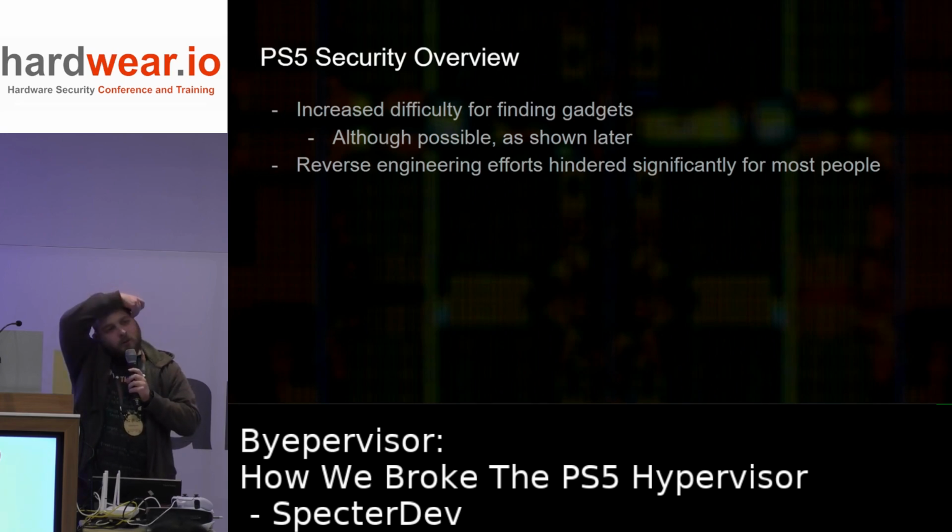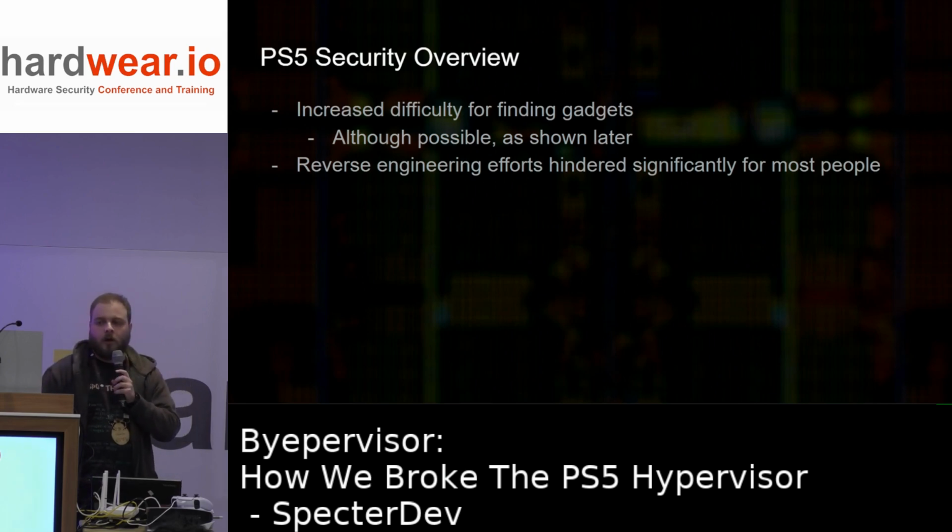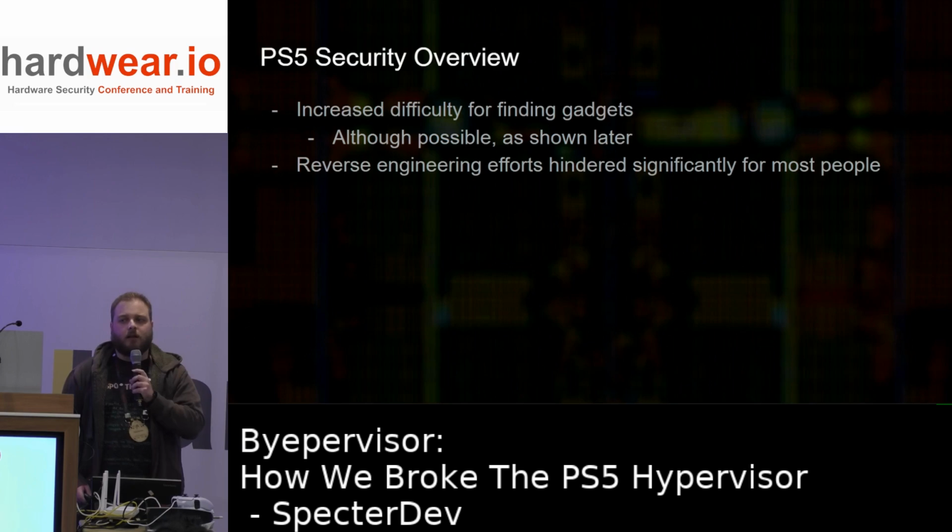So what does execute-only memory mean? What are the implications? It makes getting gadgets difficult for doing kernel ROP if you want to do code execution, although it is possible, as we'll get into in a little bit. But the main thing is that the reverse engineering efforts are pretty significantly hindered for most people. Until now.